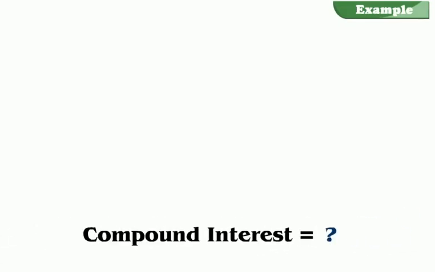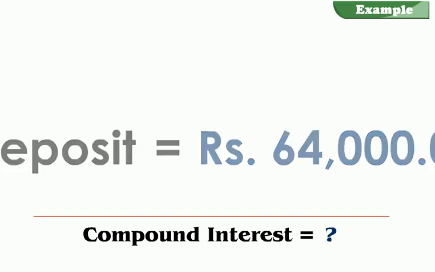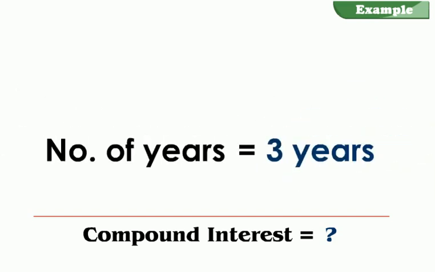Now look at this example. It reads, calculate the compound interest on a deposit of rupees 64,000 for 3 years. If the rate percent per annum is 4% for the first year, 5% for the second year, and 6% for the third year. Students, here is the solution.